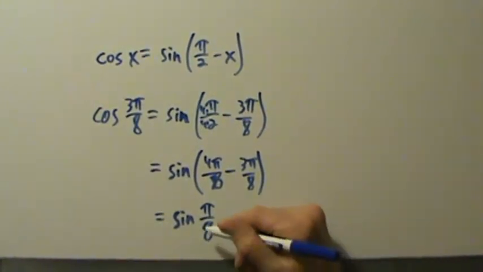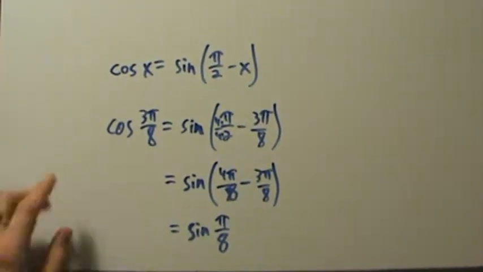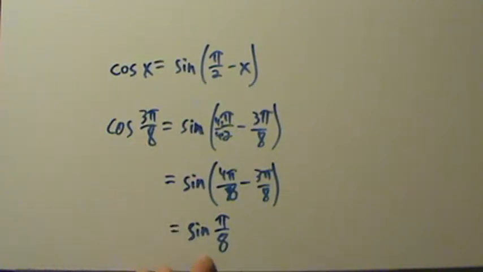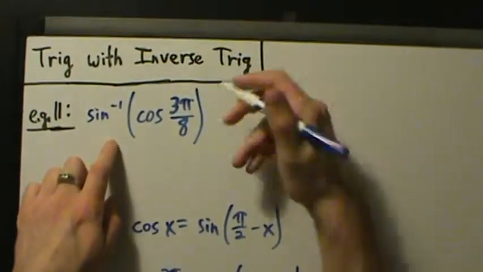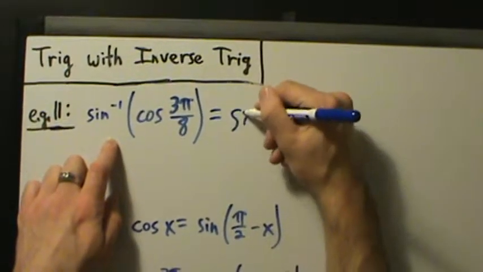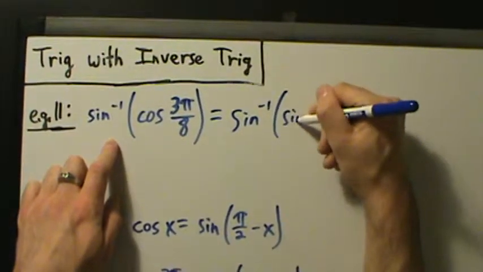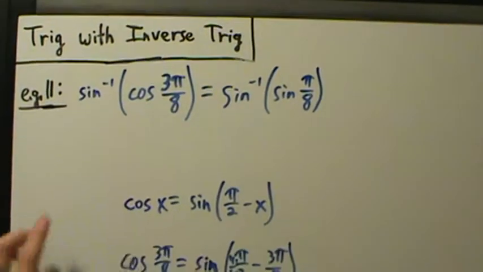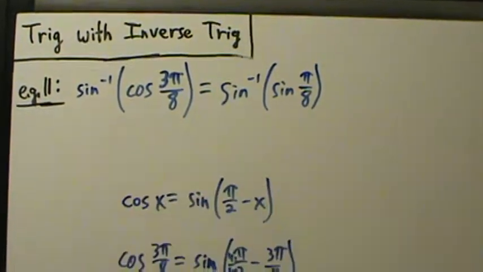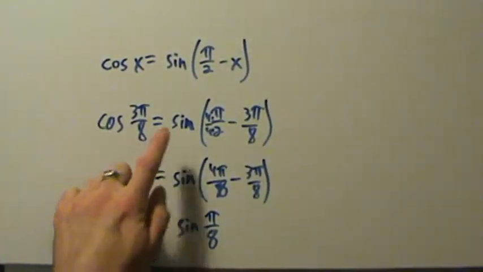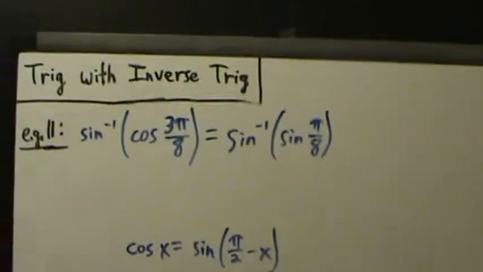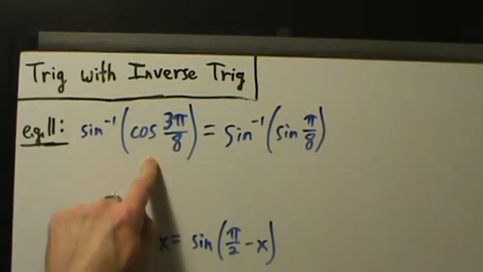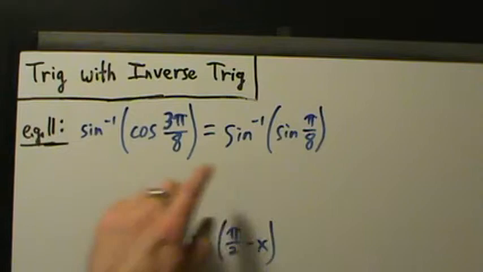Now, in other words, what did we just find out? We just found out that cosine of 3 pi over 8 is the sine of pi over 8. Therefore, inverse sine of cosine of 3 pi over 8 is the inverse sine of sine of pi over 8.